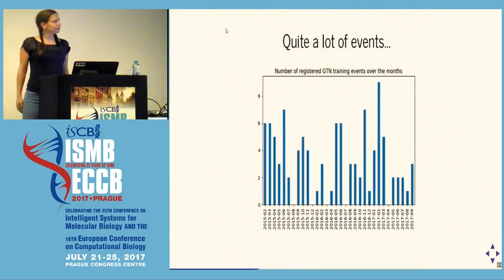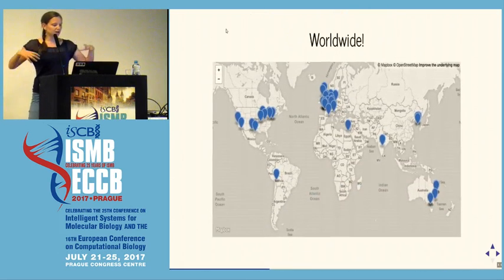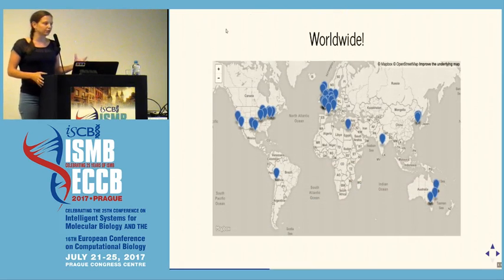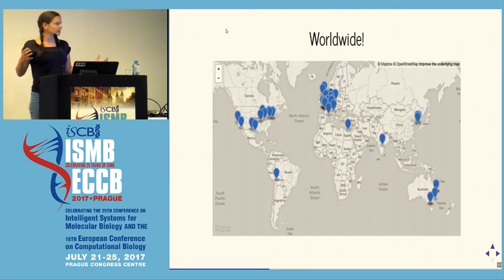There are a lot of events organized with the Galaxy Training Network since 2015, almost one event per month. But these are only the registered events. So there are probably a lot more events organized using Galaxy as a support for trainings. And these events are worldwide. So it's not only in Europe or in the US, you also see events in Bolivia or somewhere else. So it's a nice network to train bioinformatics.